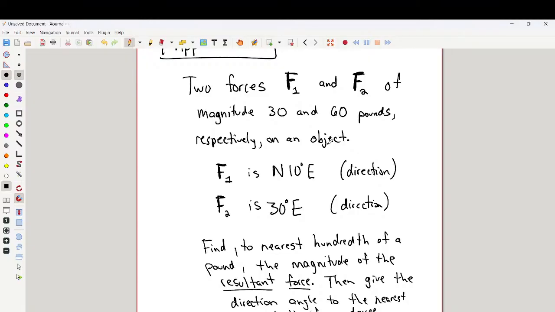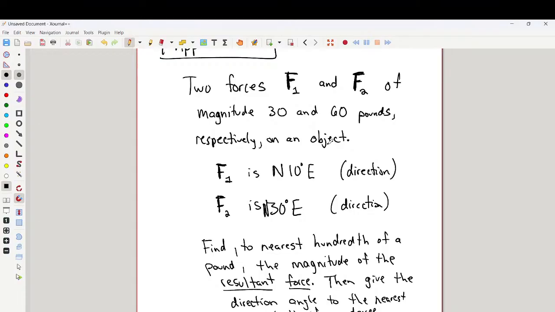And I'm just following an example, pretty straightforward here. So we have two forces. Force 1 has a magnitude of 30. Force 2 has a magnitude of 60, acting on an object. Next thing. This should have a north here. I erased it. Sorry about that.